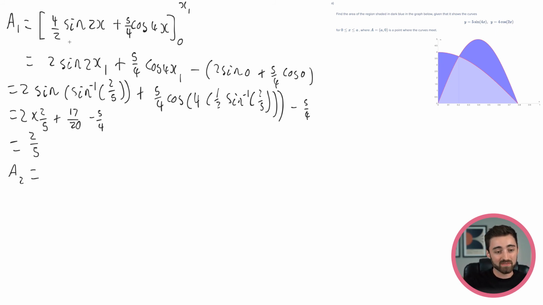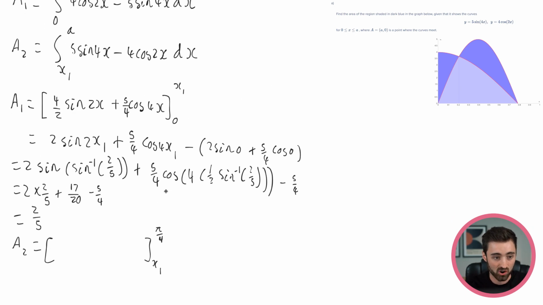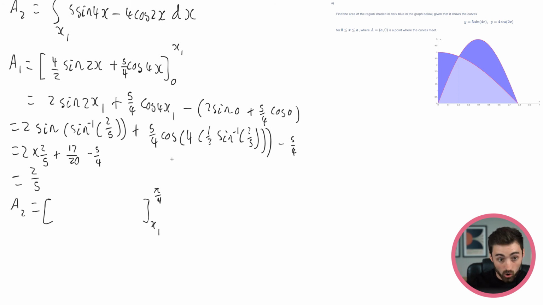So A2, luckily we've actually kind of done both of these terms, the integrals of them. So again, I'm going to have this square bracket. The limits, what am I going to have? I'm going to have A, which is pi by 4, and then x1 as the lower limit this time. So it was the sine minus the cos.